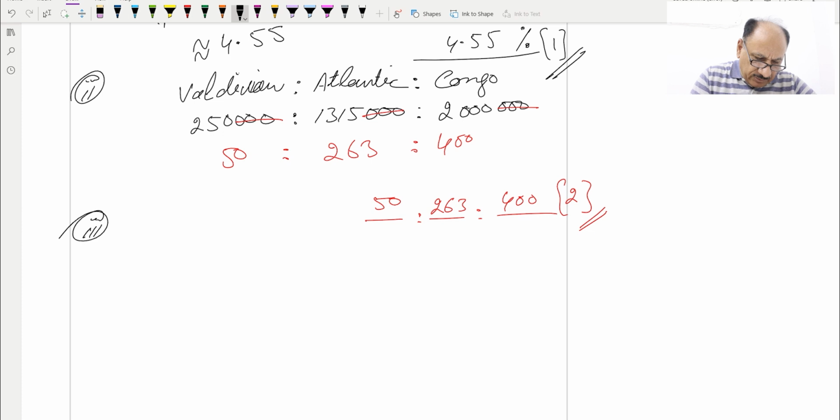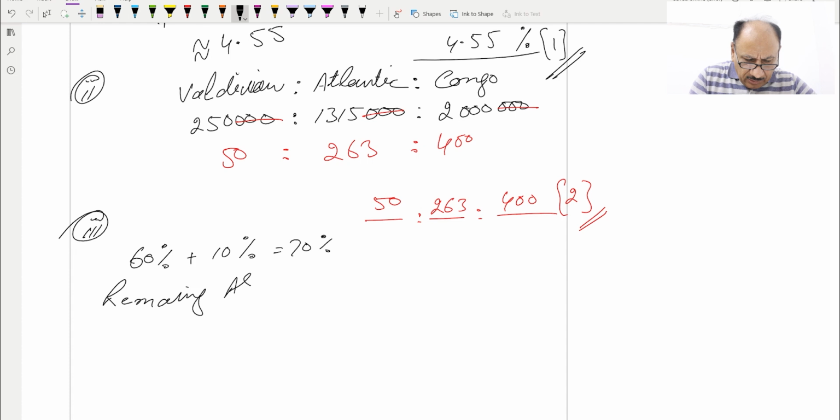So 60% we are having, and plus 10%. These are the areas which we have. So this will be equal to 70%. So the remaining area will be equal to 30%, and we can calculate 43 and 1 by 3% of 30%, and this will be equal to what?